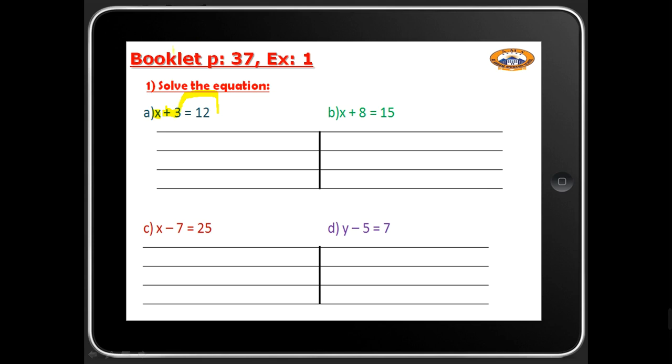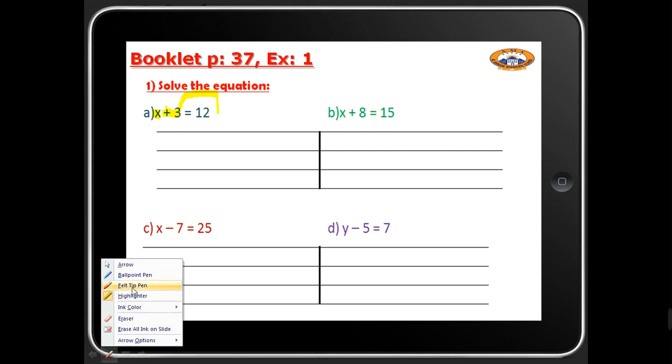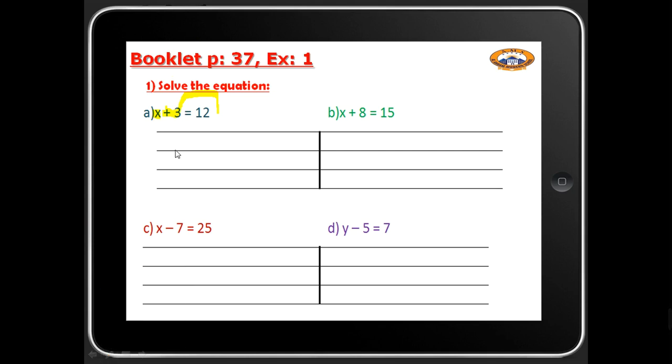If it is plus, when I move it to the other side, it becomes minus. So the x is going to be alone because 3 is moving to the other side. The first step, you write x equals 12 minus 3. But miss, where is the 3 here? We have x plus 3. I told you we move it, so we don't write it here. We write it on the other side of the equation, so it's going to be 12 minus 3.